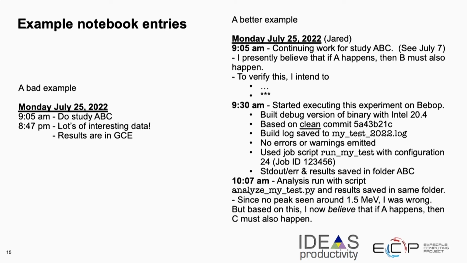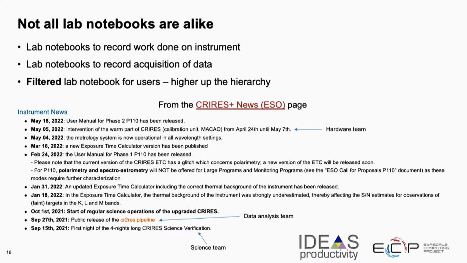So now we can go through, I start running it, I get this job number using this configuration, I tell you where I store it, and then I start to do some visualization, and I say that I didn't see a peak around 1.5 MeV, which is my way of knowing that my hypothesis was incorrect. But now I can amend my hypothesis, and now I say that if A is correct, then C must also be correct, and you can see where this would just start repeating essentially.